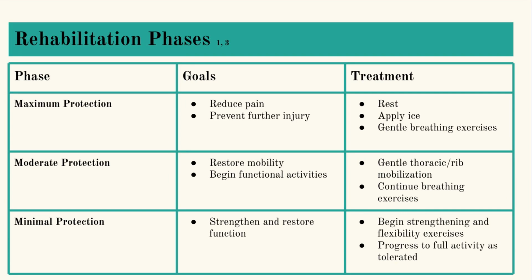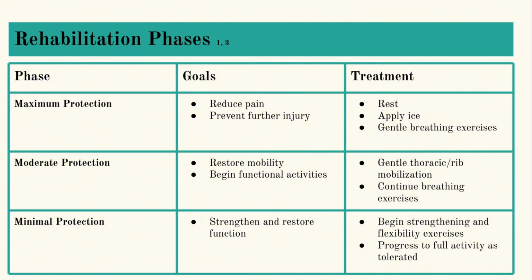So for our rehab phases and protocols, for the maximal protection phase, our primary goal is to reduce pain and prevent further injury. The treatment is going to focus on rest and pain management using modalities such as ice to reduce inflammation. We'll also introduce gentle breathing exercises to help maintain lung function without straining the ribs. And then patients are also going to be educated on posture and body mechanics during this phase to help avoid aggravating the condition.